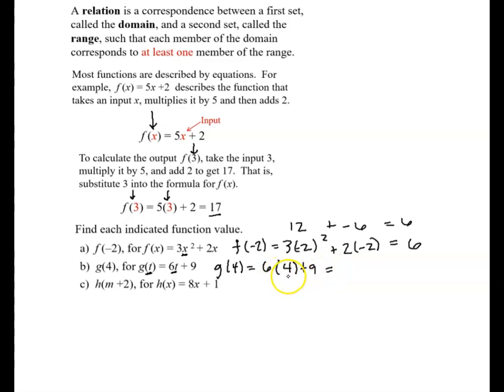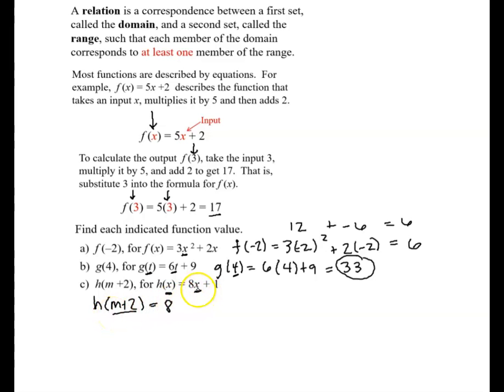Okay, and 6 times 4 is 24, plus 9 is 33. And so this would be my output. My input is 4. So this one is a little bit more complicated, h of m plus 2. Wherever they see an x, we're supposed to plug in m plus 2.